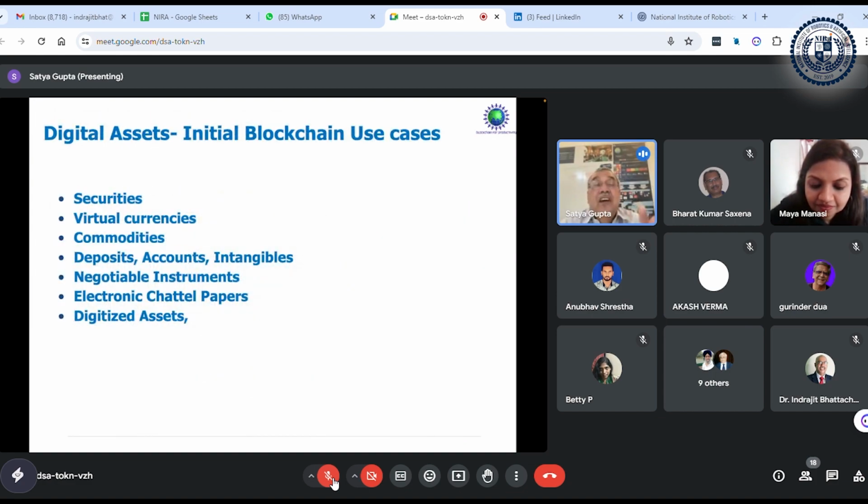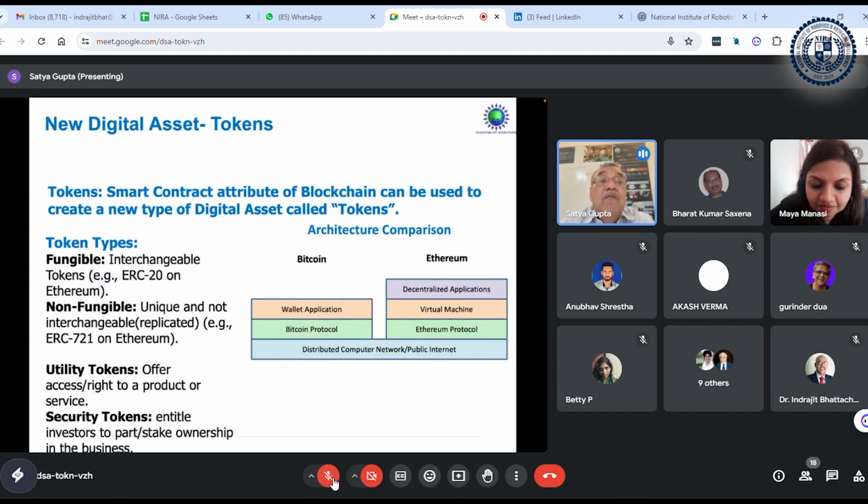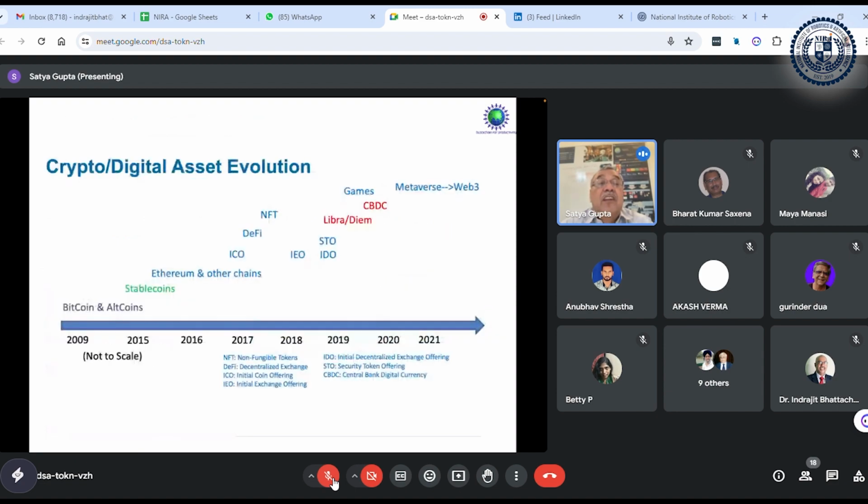And digital assets are some more use cases. One of them is very important. Those are called tokens, and you should know about NFT, non-fungible token. That is where the smart contract attribute of blockchain can be used to create a new type of digital asset. One are the coins like Bitcoin and all that. We are not talking about that. The other thing, you can convert your digital assets through tokens. Instead of coins, the tokens make it more liquid and more identifiable, and ownership is verified and timestamped there. That is what everyone is using.